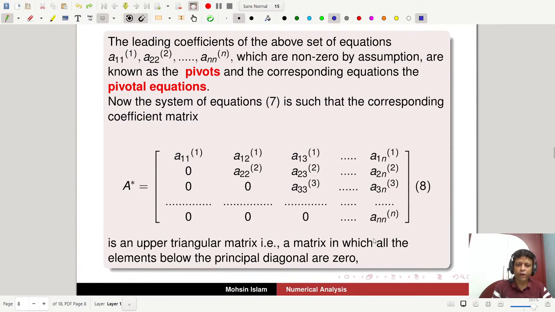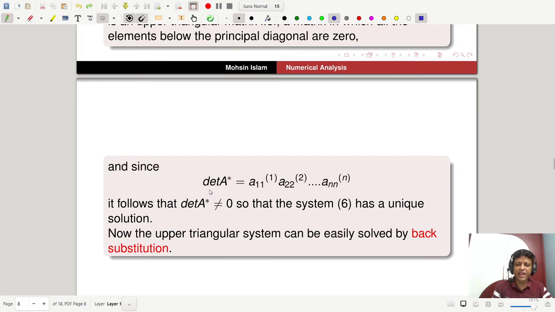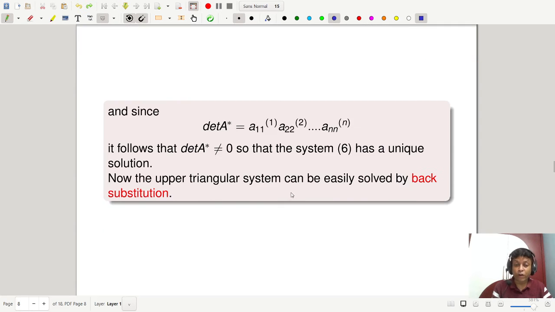So this is your upper triangular matrix, and det A, if you calculate the determinant, it is non-zero because all the leading elements are non-zero. So this determinant is non-zero, so it has a unique solution. Now the upper triangular system can be easily solved by back substitution, as I explained.